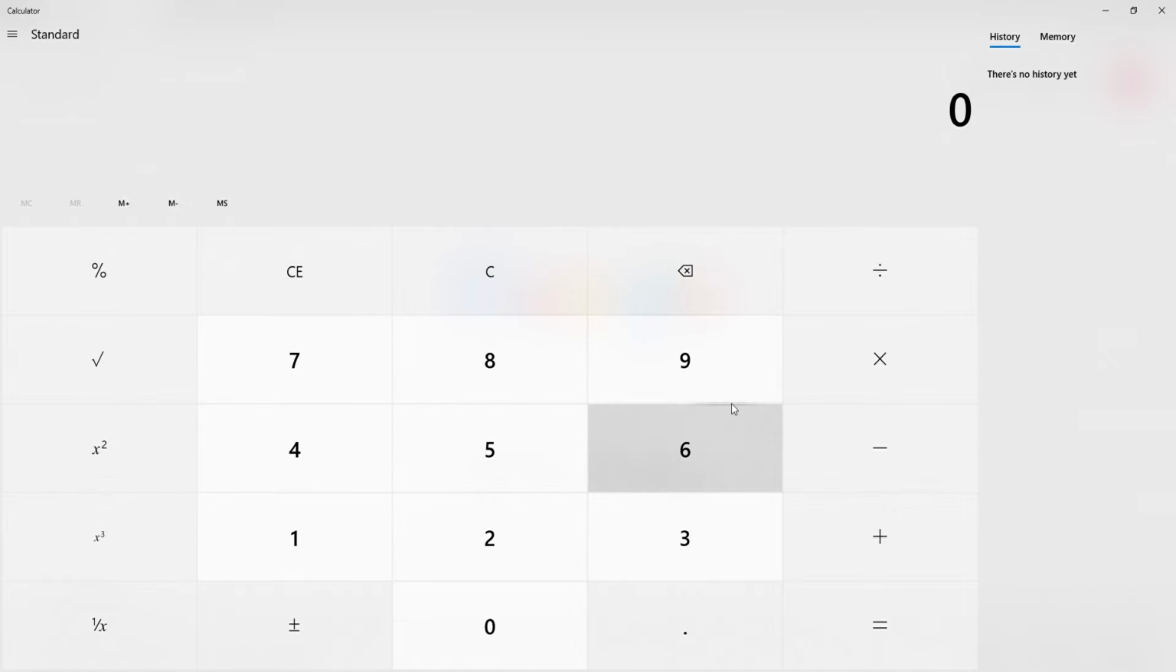So as you can see, you've got your numbers. You've got your add, minus, times, divide, your back button. I don't know what the C button is. CE, percentage, tick, times 2, times 3, 1 times X, and the equals and the dot. So yeah, that's all your stuff on it.